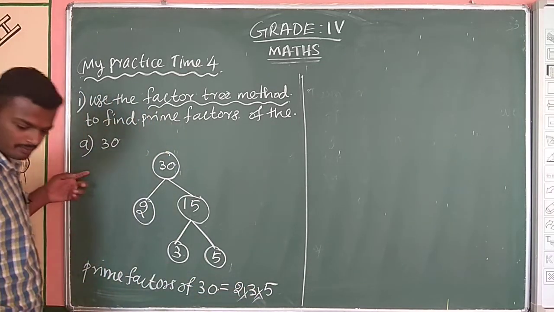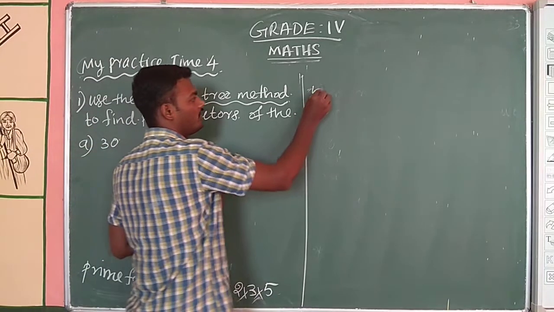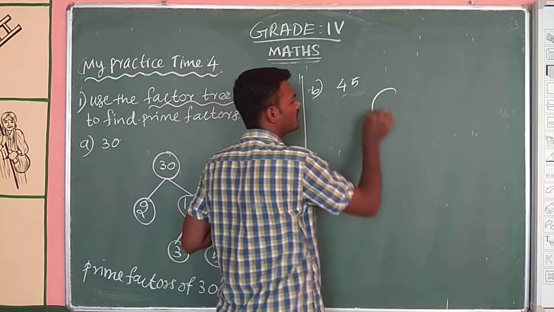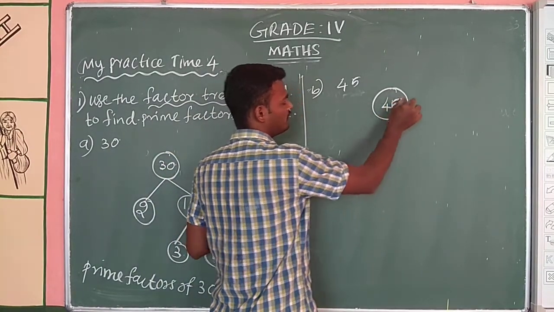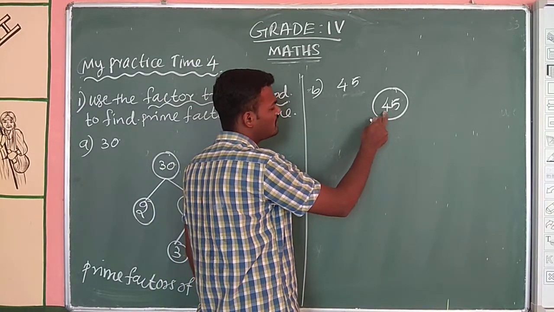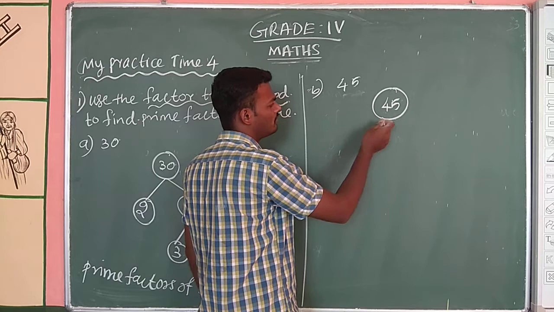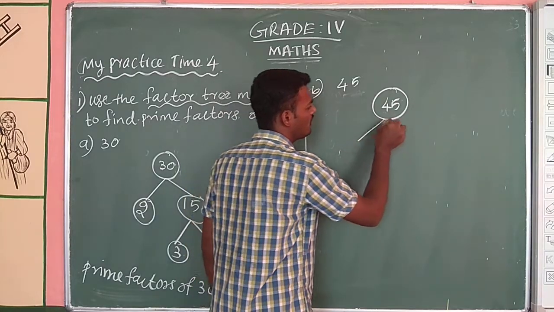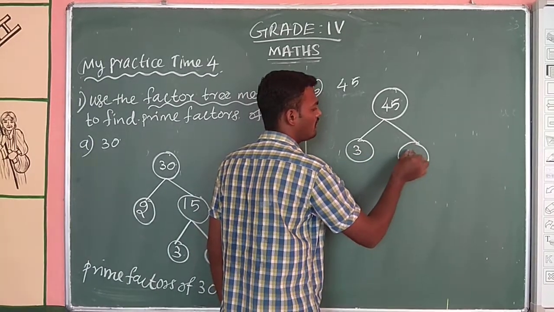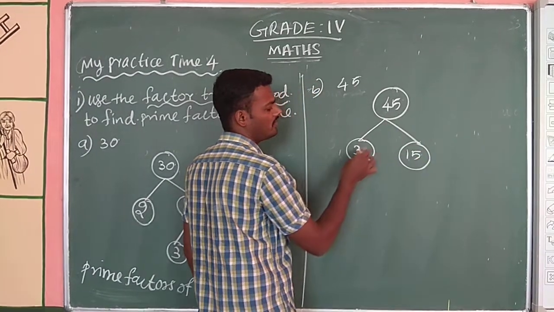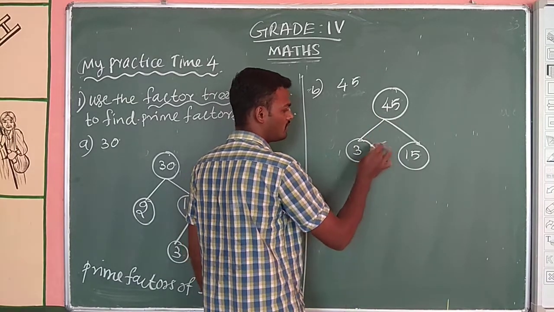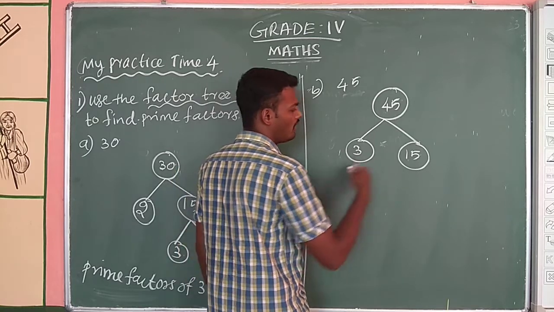Next one, 45. Use the tree method. First, 45 is an odd number, so it does not come in the second table. So using the third table, there is a prime number. 3 15s are 45. 3 into 15 is equal to 45. Next, 3 is a prime number, so leave the prime number 3.